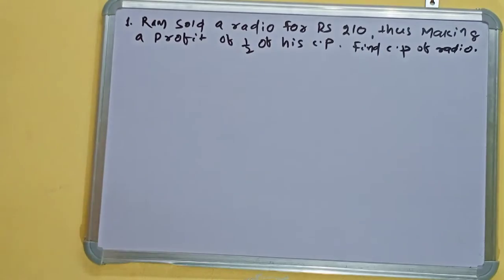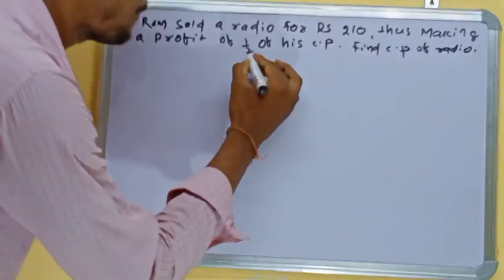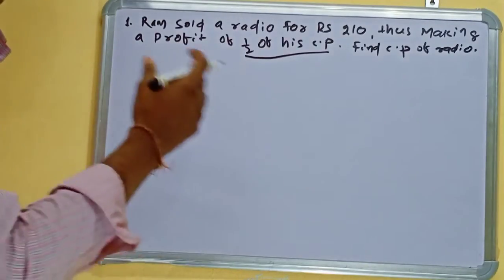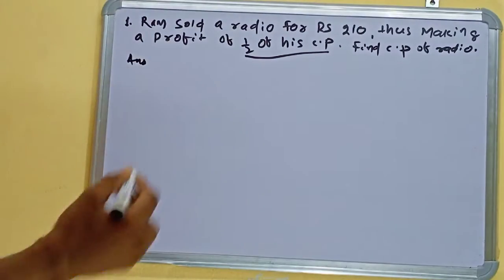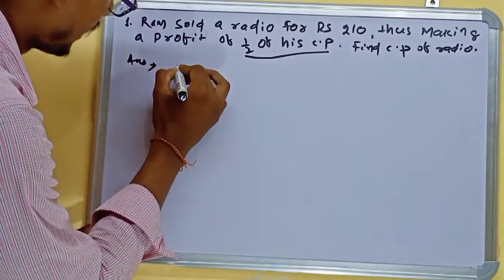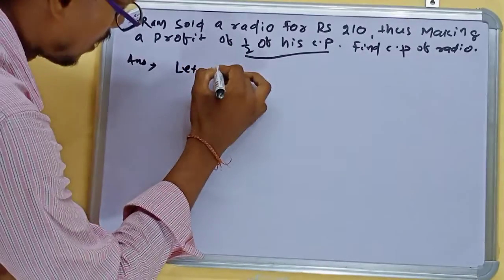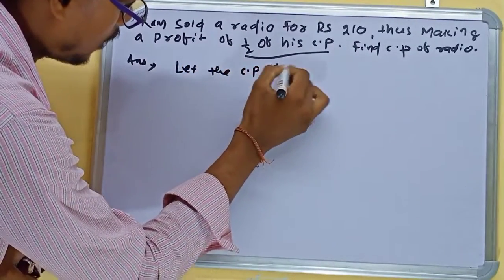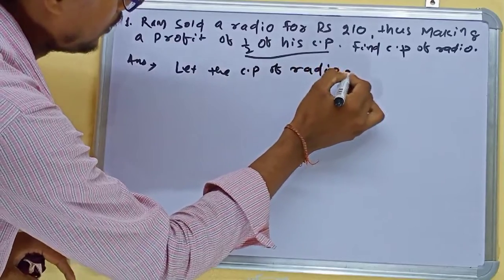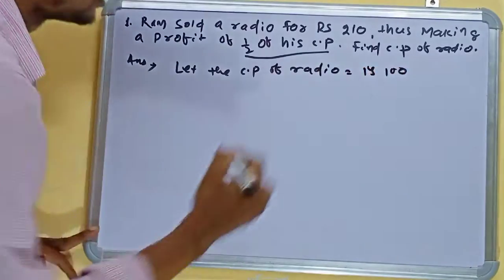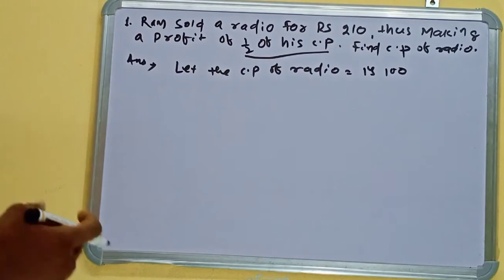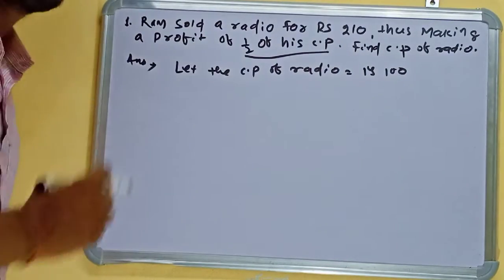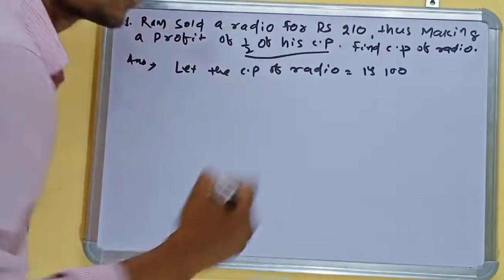And he makes a profit of half of his CP. We don't know about the CP. So first of all, we take, let the CP of the radio be equal to rupees 100.